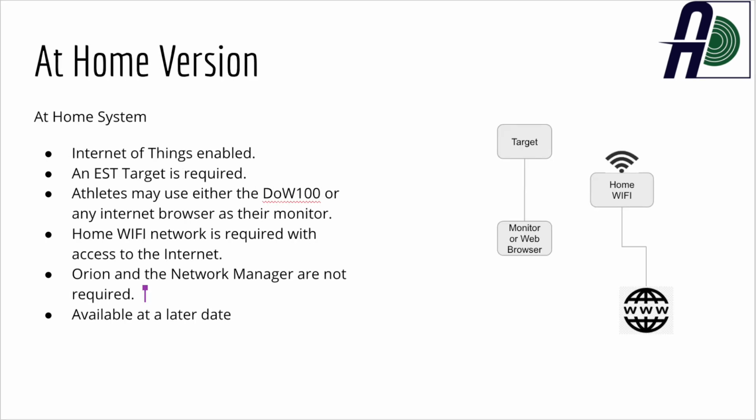The at-home version is intended for individual athletes. This version only requires an EST target. The athlete can choose to view the shots either from an EST monitor or from any web browser they may own, be it a PC, tablet, or mobile phone. The at-home version runs off of a home's existing Wi-Fi network and requires internet access.